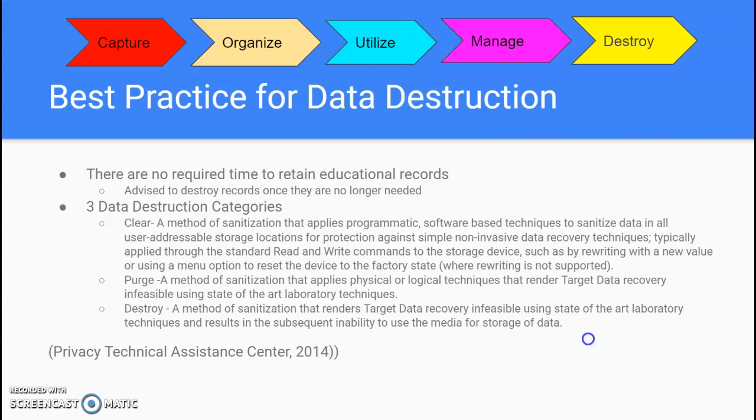So with that said, what is the best practice for data destruction? There are 5 key components: capture your data, organize your data, utilize the data, manage it, and then destroy it. So what that means is overall, FERPA does not require any time that the school has to retain the records. It only advises that they destroy the records once the records are no longer needed.